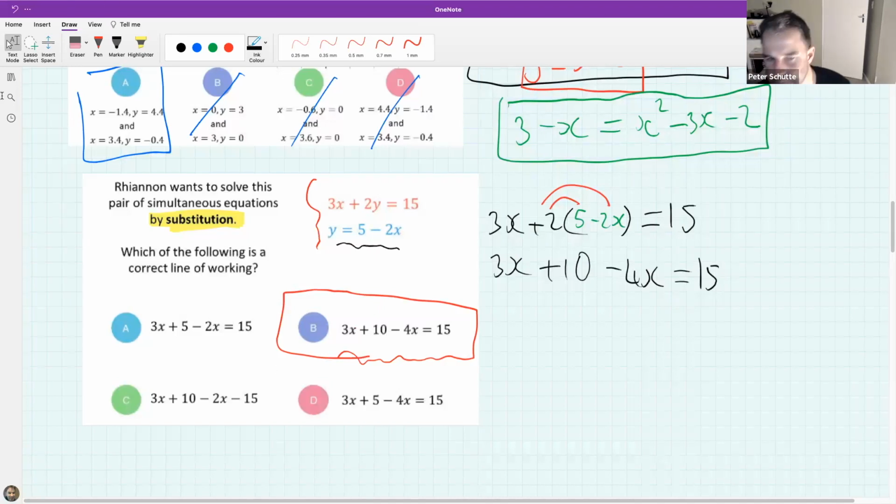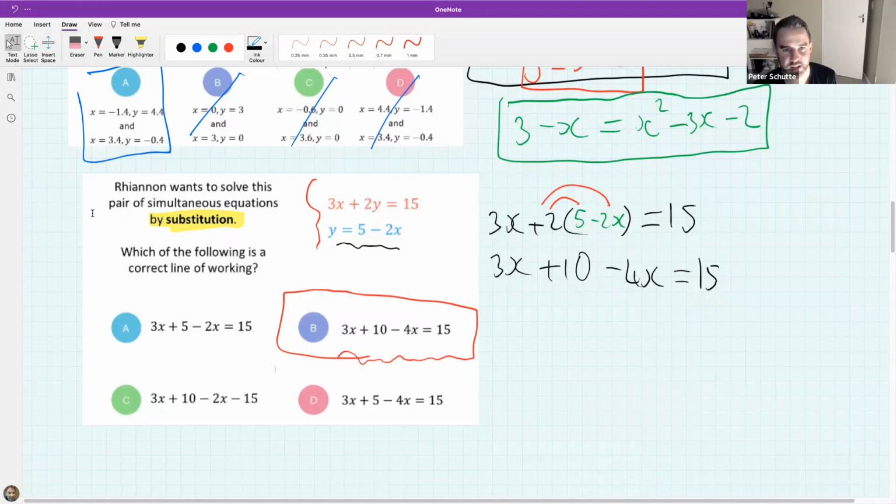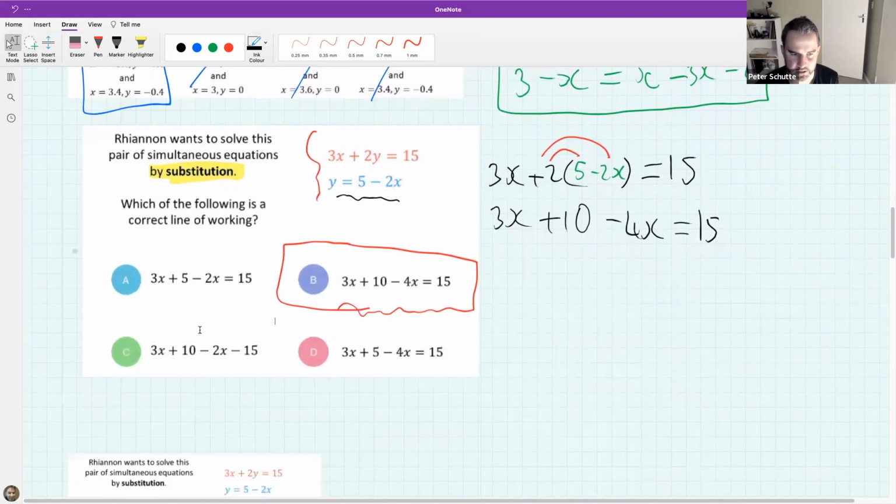Cool. Okay, so what have we done so far? We've looked at how we can find intersection points or simultaneous solutions using a graph. We've also looked at how we can do it using algebra. And so the types of equations we're having to solve are getting a little bit harder now.